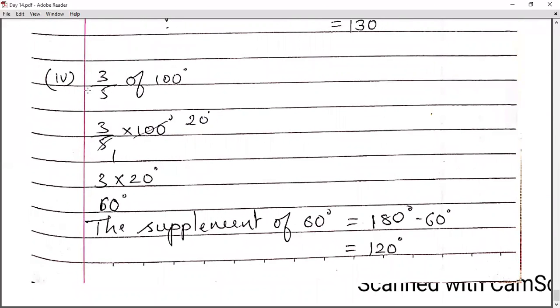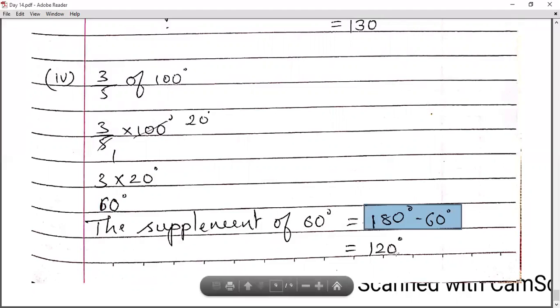The last part of this question is 3 by 5 of 100 degrees. 3 by 5 of 100 degrees is equal to 60 degrees. The supplement of 60 degrees is 180 degrees minus 60 degrees, that is equal to 120 degrees.